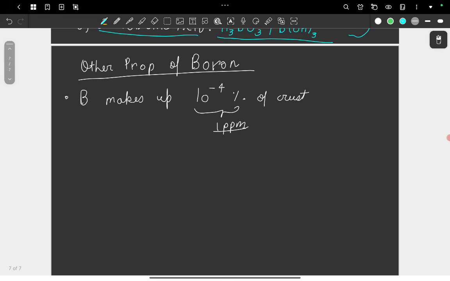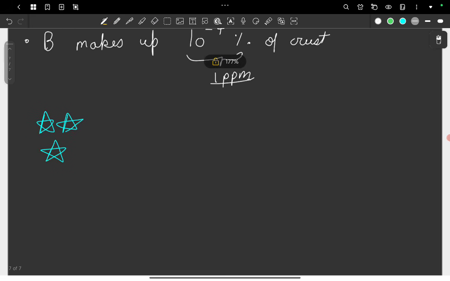Now this is a very important point. I would say you should tattoo this on your heart. I mean, no, don't do that, that's too violent.